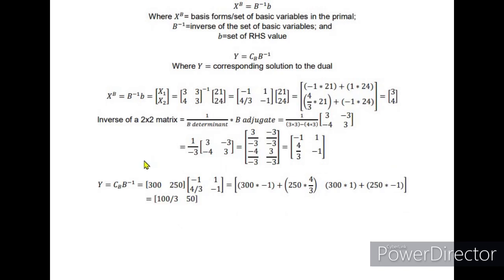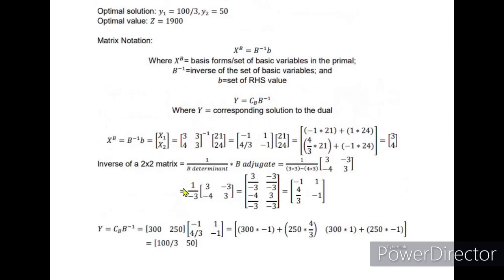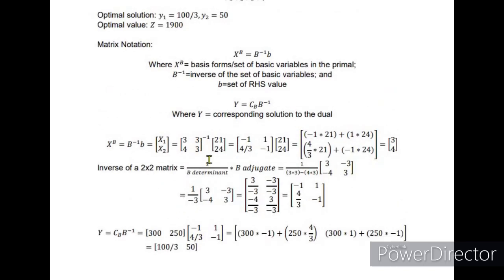Next, the inverse of a 2 by 2 matrix is this. It is shown here how we find out the inverse of the matrix. So how do we come up with this negative 1, 1, 4/3, and negative 1? Okay, so you can refer to this. This is another illustration of the steps. So here, what is B adjugate? The adjugate of matrix B.